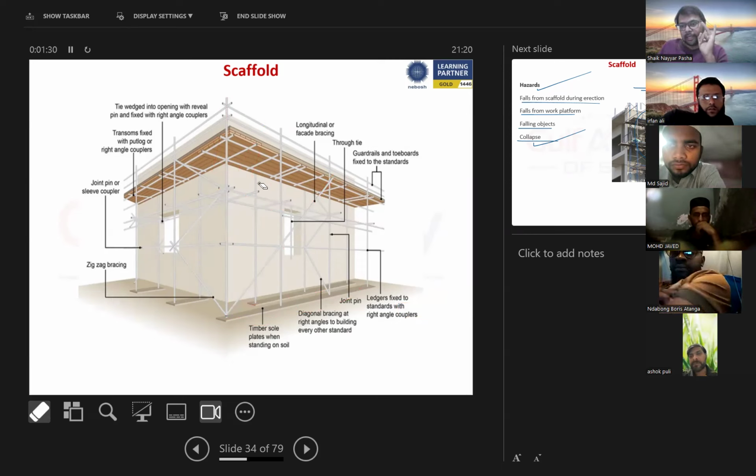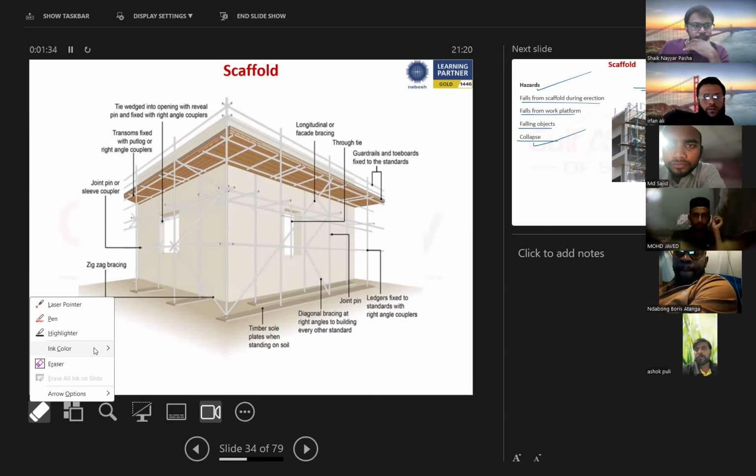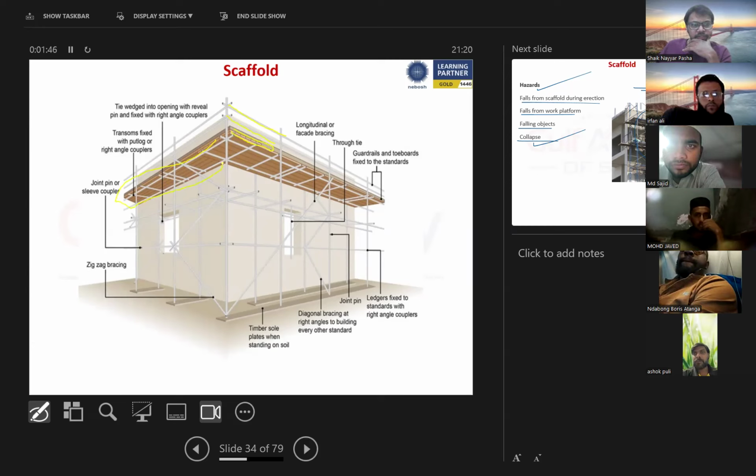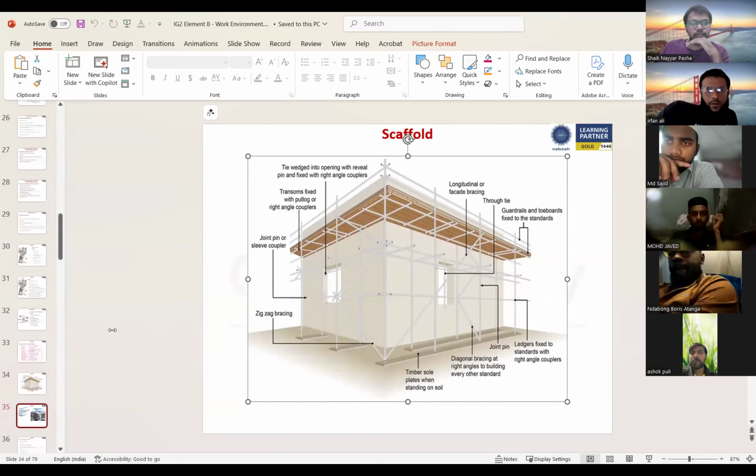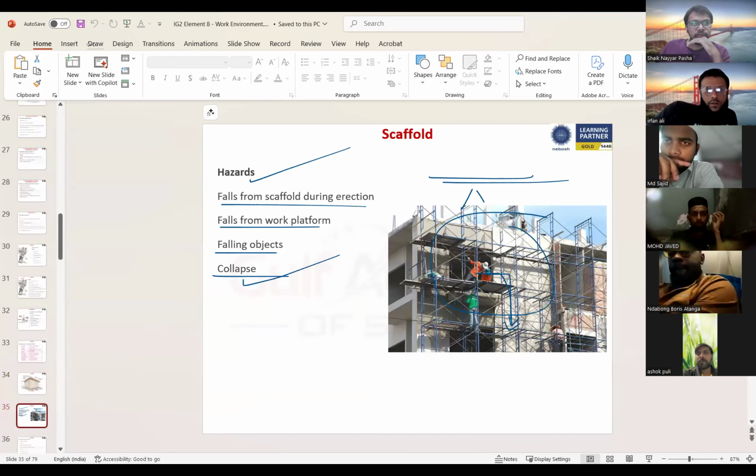We use couplers for tying in the scaffolding. And this is a top rail, this is a mid rail, and this is a toe board. And this entire brown sheet that you can see, this is called a working platform, where the workers generally stand and do the job. So this is an independent scaffolding. These are the key components of the scaffold.